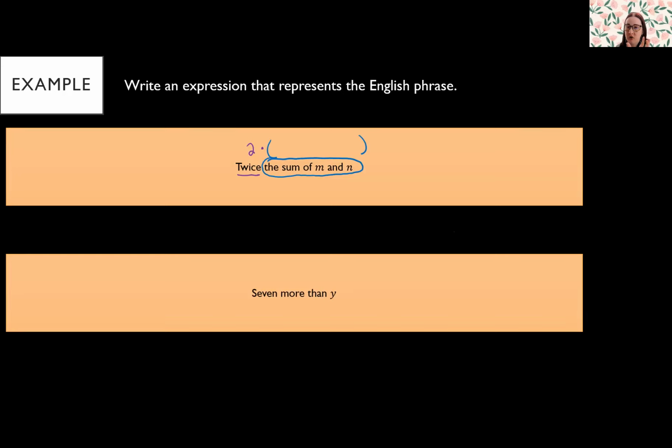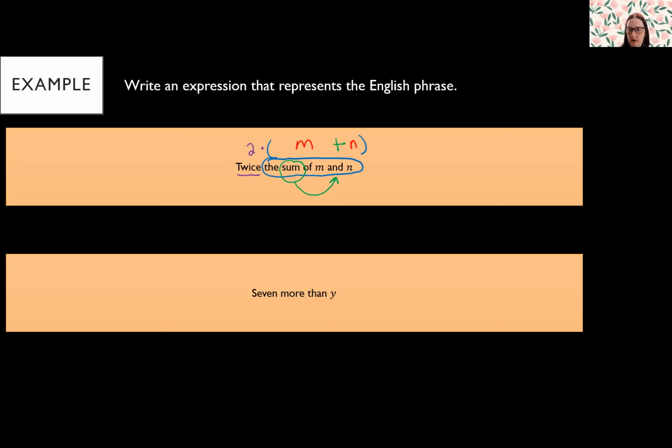So now I need to translate the sum of m and n. We've got the word sum, and that means addition, and that always gets placed where the and is. So if it was said the difference of, then the symbol for difference would go where the and is. So you put it where the and goes. Sum means addition. So we're going to have a plus sign there. And then we have m and n. So I can just put in those variables in the order that I see them.